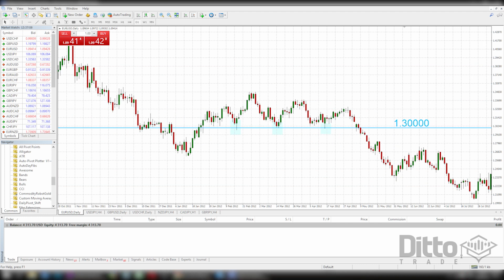Why do psychological levels work? Let's look at a working example. The Euro USD shown here reflects price strongly respecting 1.3000. Each time this price was approached, the currency pair rebounded back up. This can be explained for a few reasons.